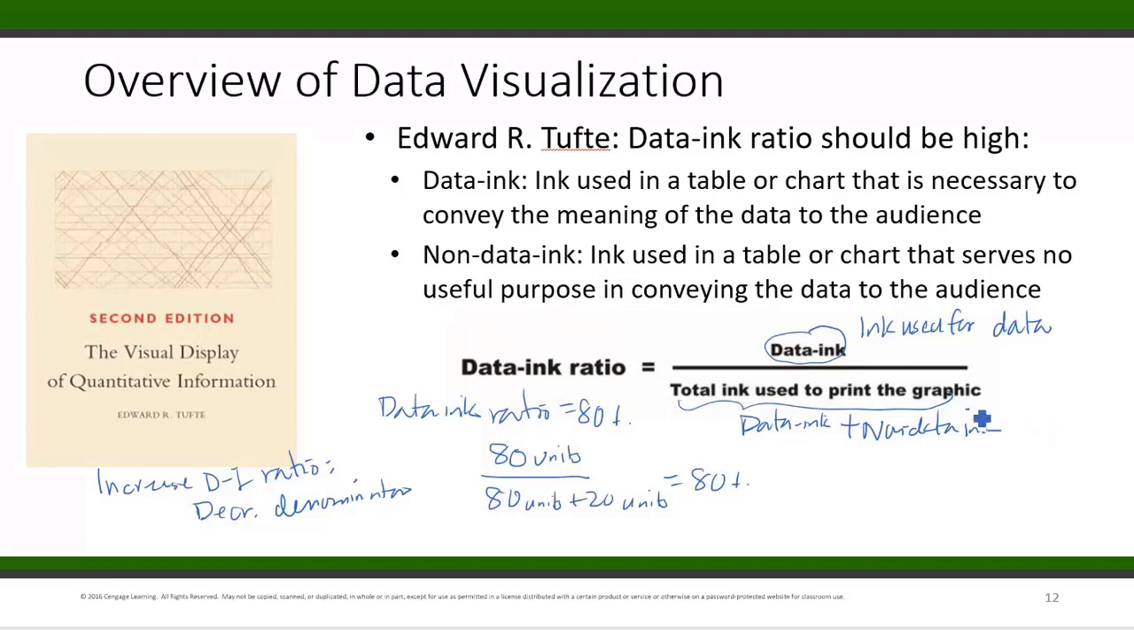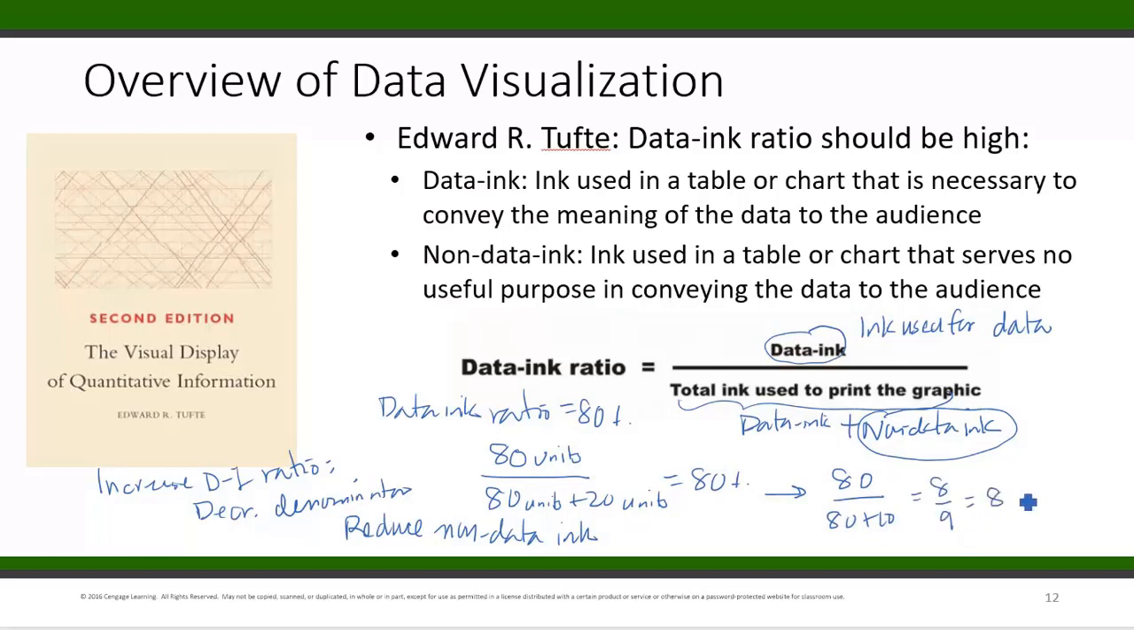So that would be like if you were to reduce the non-data ink. So for instance, maybe instead of 20 units here, maybe you make it 10 units. Then you're going to have 80, and then 80 plus 10, so that's going to be 8/9, or about 88.8%, so let's say about 89%. Now you have increased your data ink ratio. Or you could do it by increasing the other thing, right? Increasing the data ink.